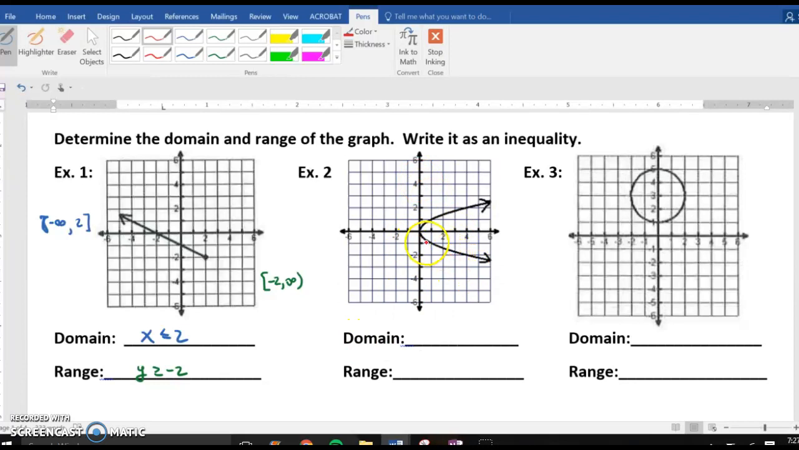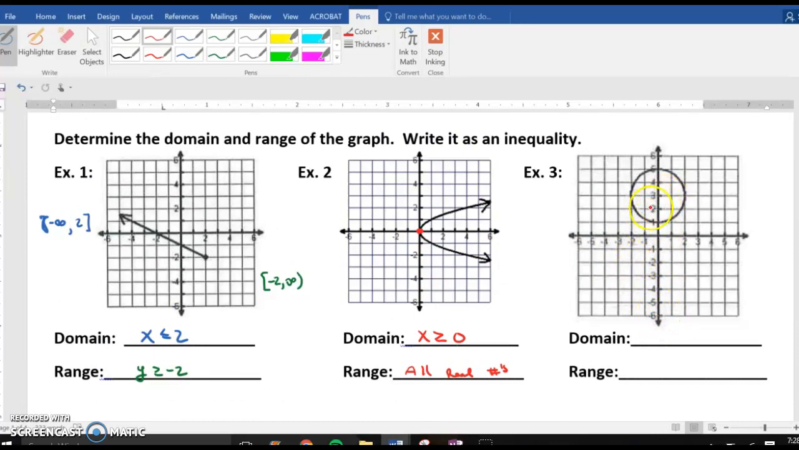The domain for example 2, since it starts at 0 and goes to the right forever and ever, what could we say about these x values? I'm going to say x is greater than or equal to 0, because all the values in the graph are to the right of 0. Now for the range, it goes down forever and then goes up forever, so all we're going to say is all real numbers, because all the y values are covered.